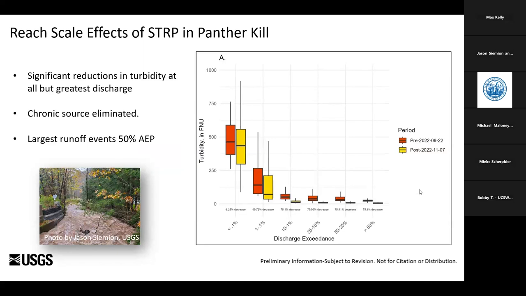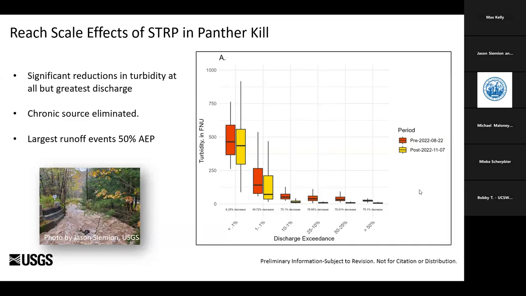And then also, like the Warner site, we can break it up by discharge groups, once again going from right to left in the plot. If we look at those greater than 50 and the 50 to 25 discharge exceedance groupings, which once again are representative of your more or less normal everyday flows, we see 75% decreases in turbidity. These reductions show a large magnitude reduction at, like we said before, that chronic turbidity production level for water flowing out of Panther Kill.